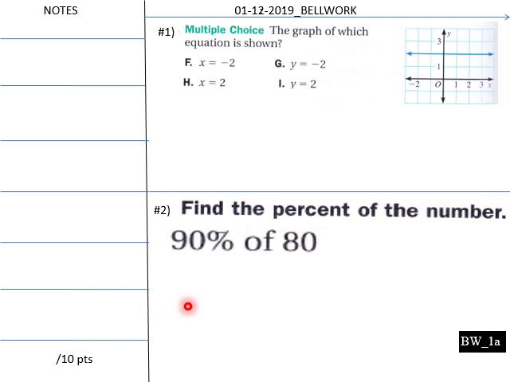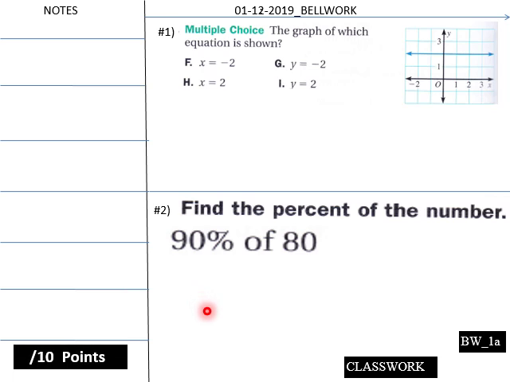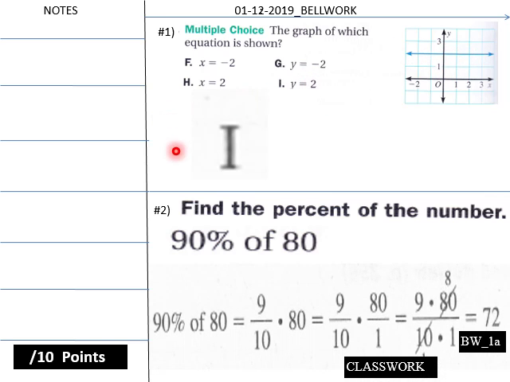Okay, welcome back for your solutions to today's bell work. The solution here would be y equals 2, a horizontal line. And then finding 90% of 80, we just multiply 80 times 90% and we get 72.